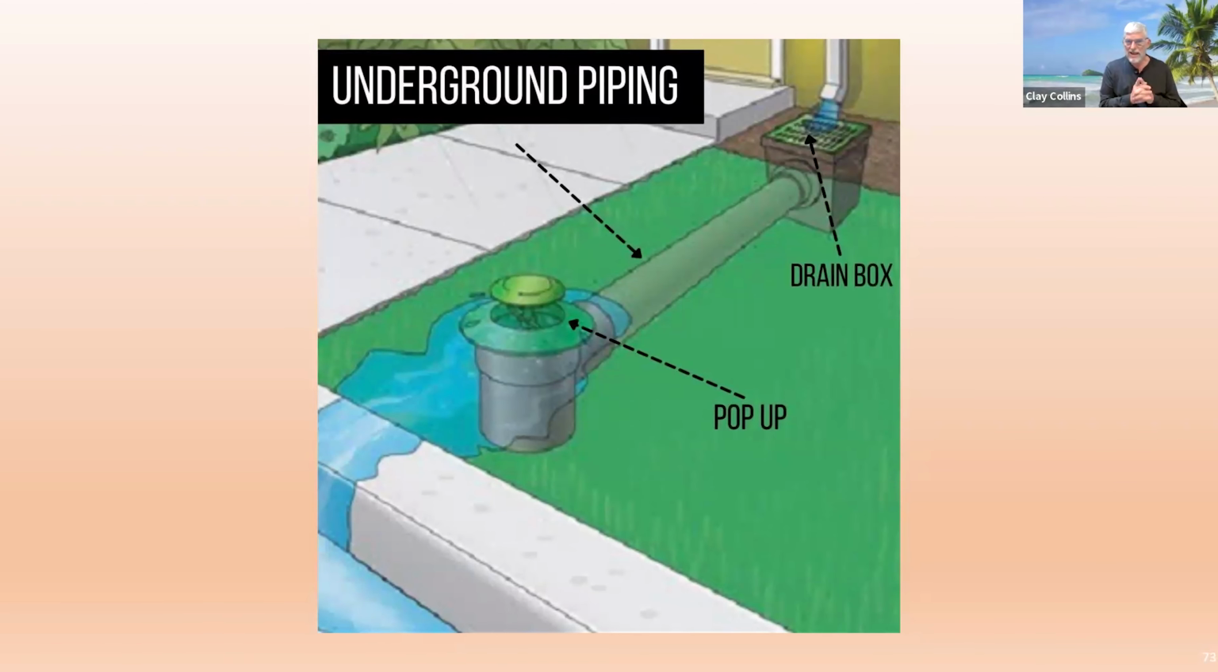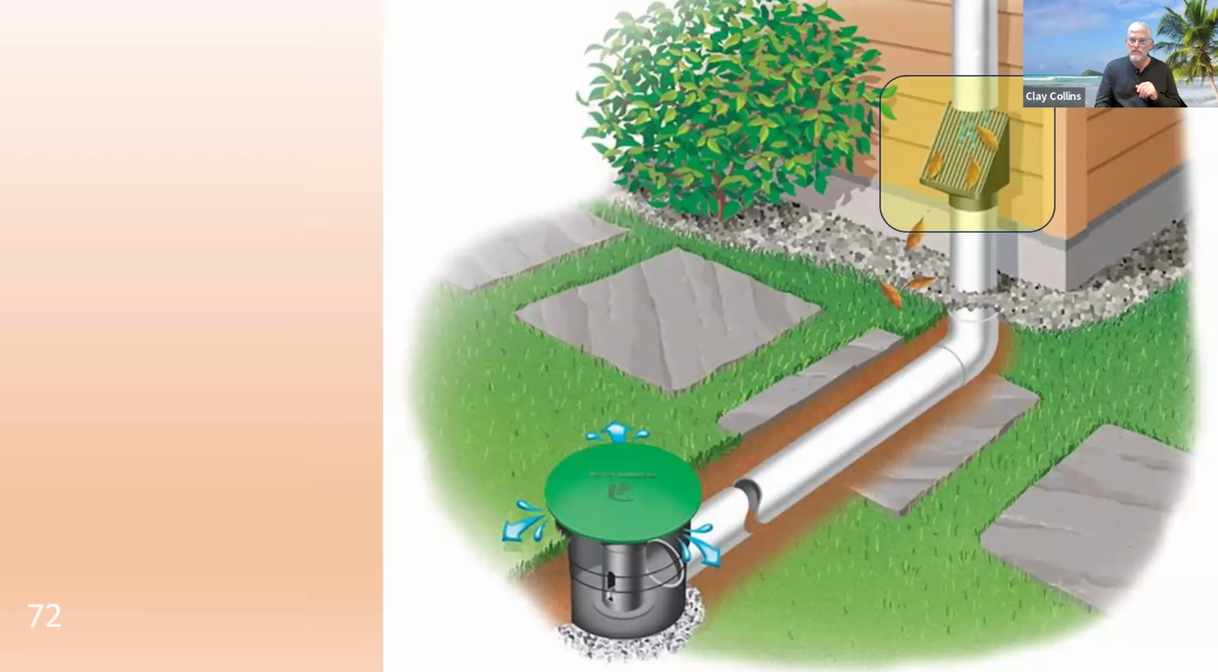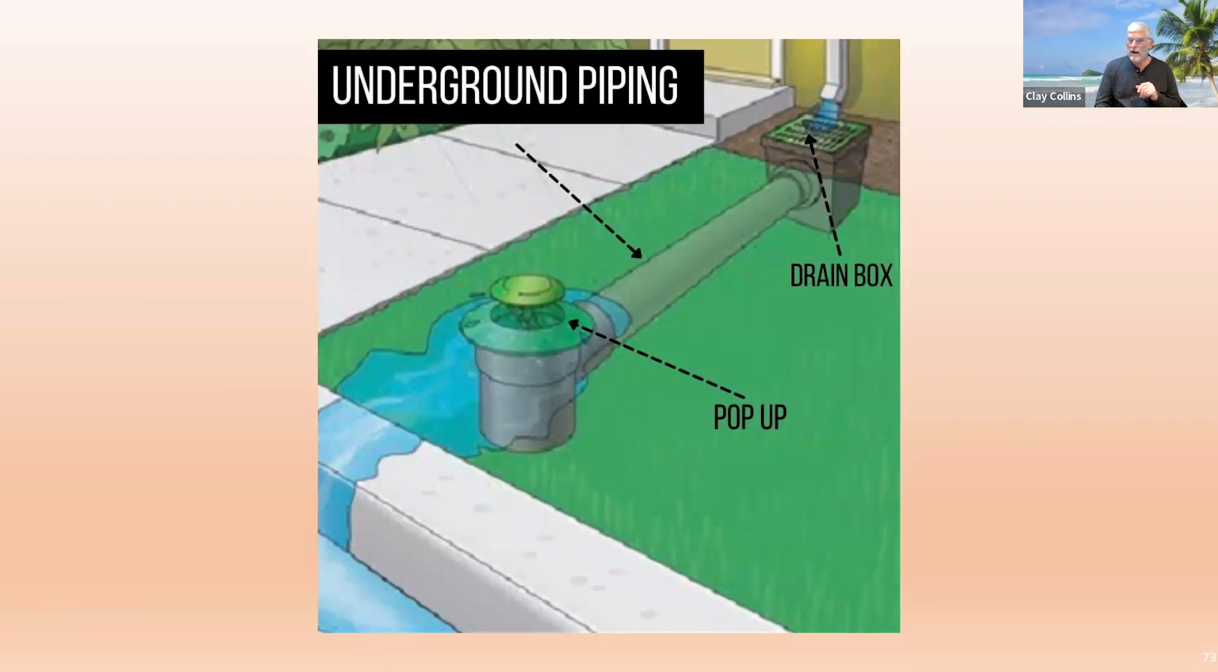And you'll see that the downspout is dumping into a drain box rather than directly into the underground drain like that. You're going to have to watch for debris there, but I don't think there's anything wrong with that.